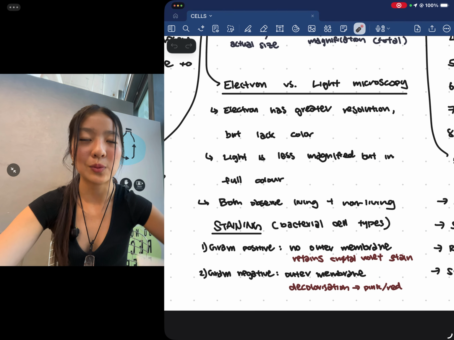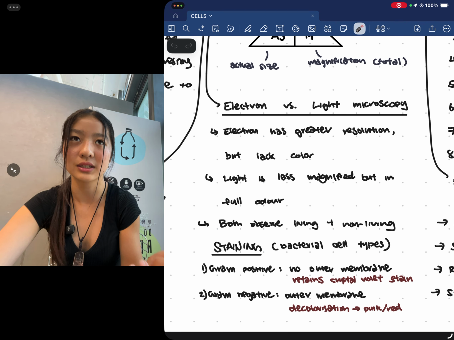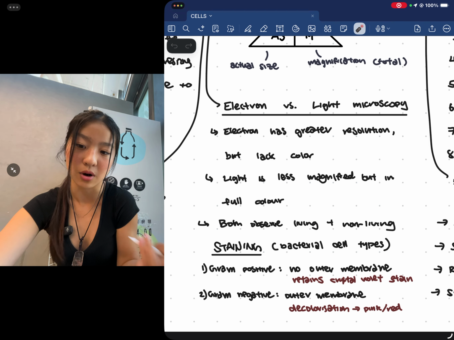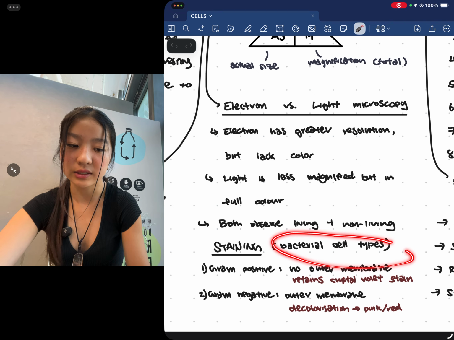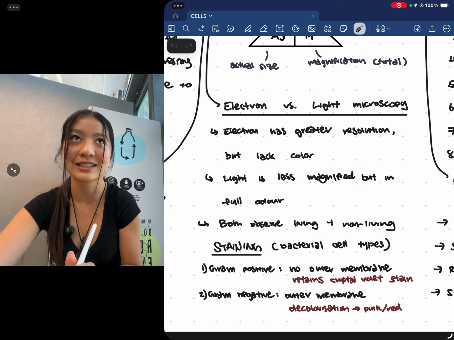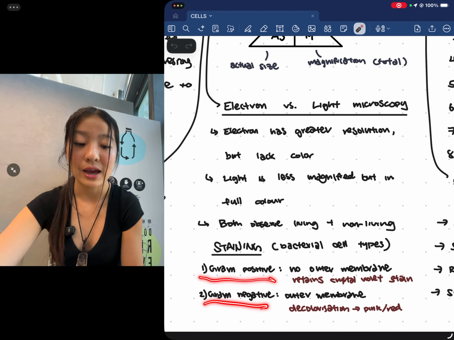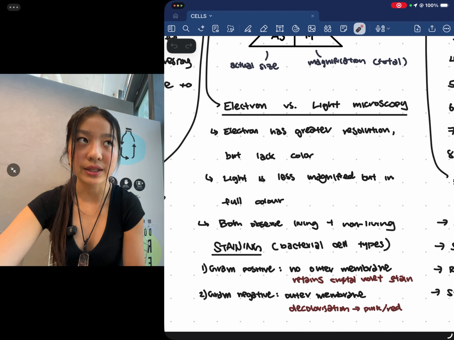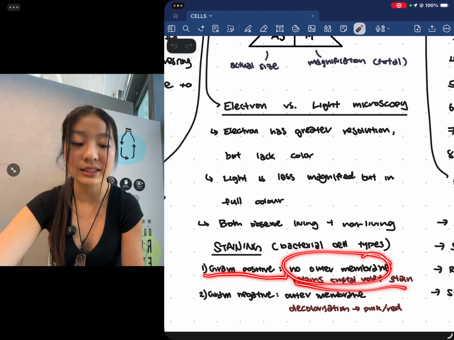And then when we want to study cells, usually we put them under microscopes, but for some really minuscule samples, you're not really able to see them properly, so we need to stain the sample. And for bacterial cell types, what mainly differentiates the two types of bacterium that we see is that they're either gram-positive or gram-negative, and when we stain them with a crystal violet stain, the ones that are gram-positive with no outer membrane retain that stain.